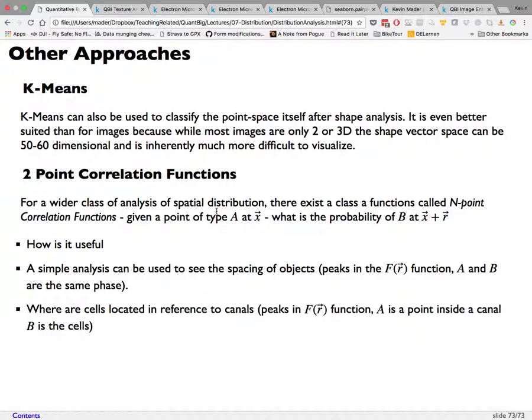And then you can look for peaks and structures in your system which tell you something about what's inside. If you're dealing with cells and blood vessels, you can have the cells be type B and the blood vessels be type A, and then you can calculate how the cells are distributed around a blood vessel very easily. You can also look for spacing of objects if A and B are the same phase, to see how they're related to each other.